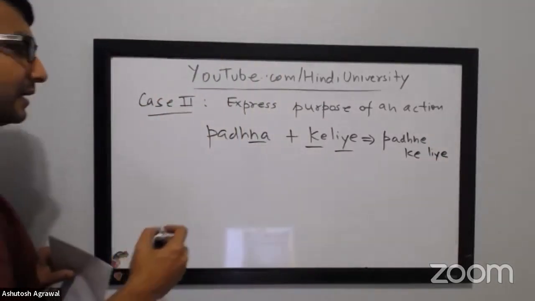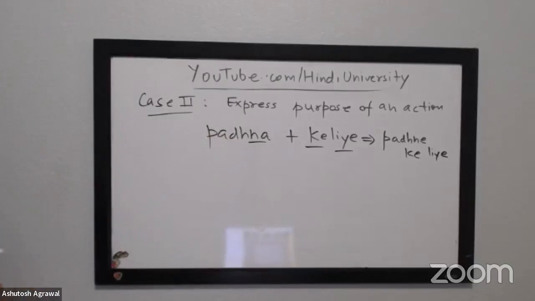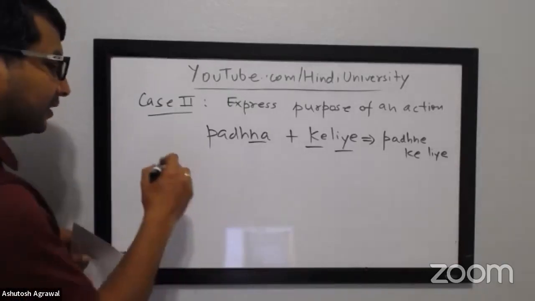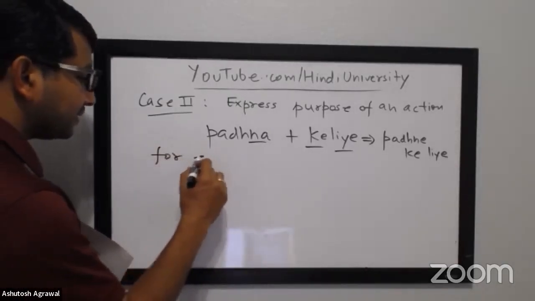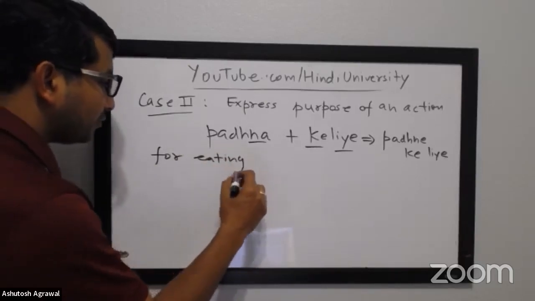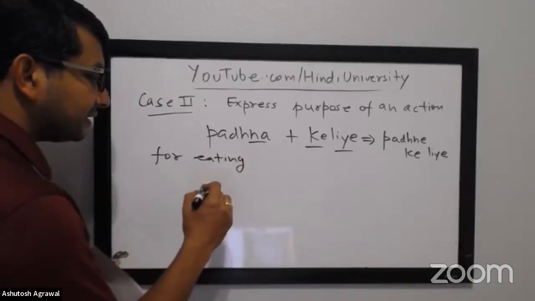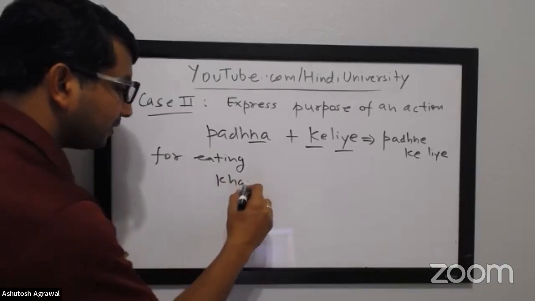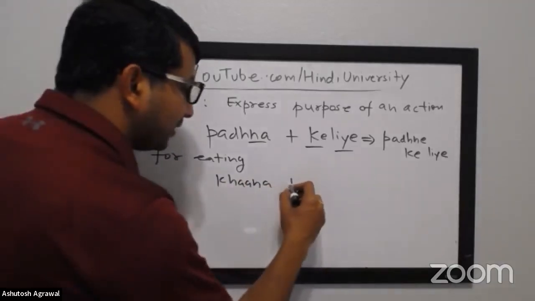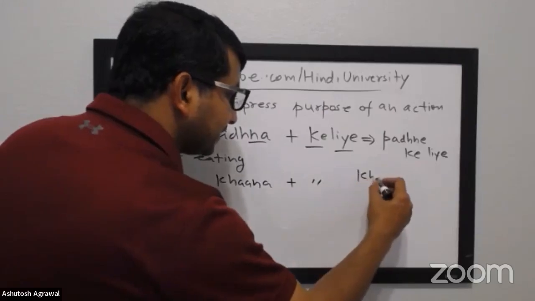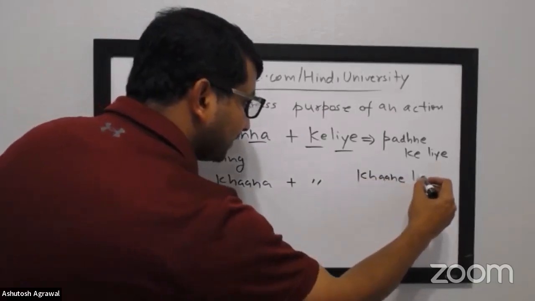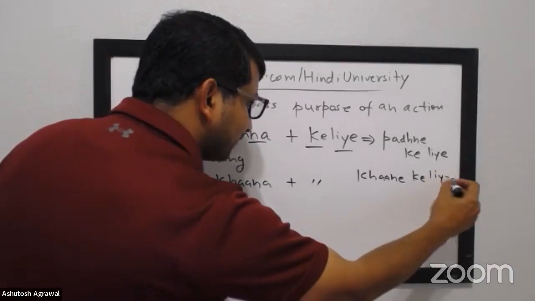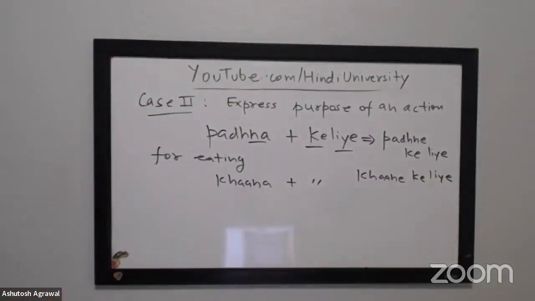Okay, padhne ke liye. Let's do some more practice of taking the infinitive form of the word and putting some postposition after that. For eating or to eat, what would that be? Khane ke liye. So khana plus ke liye would be khane ke liye. Anything else you guys think of where you want to express purpose of an action?